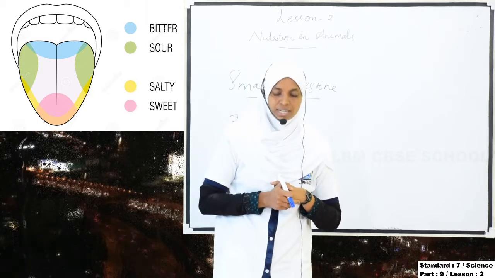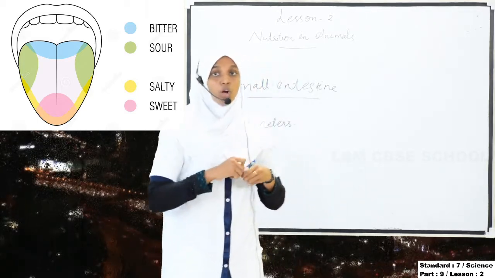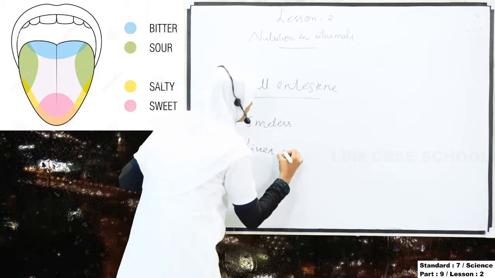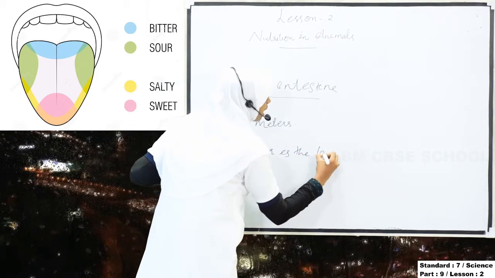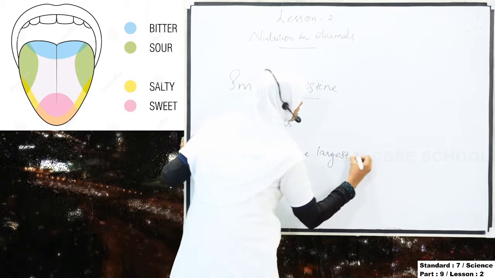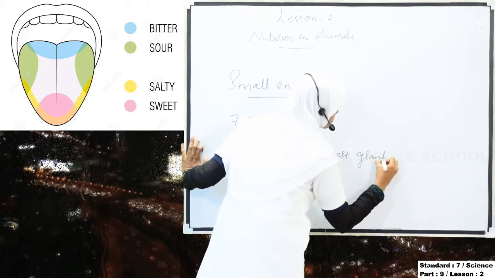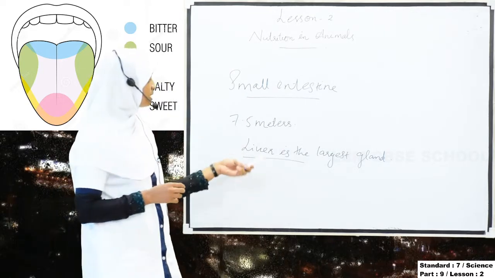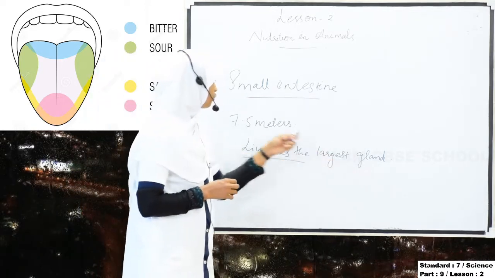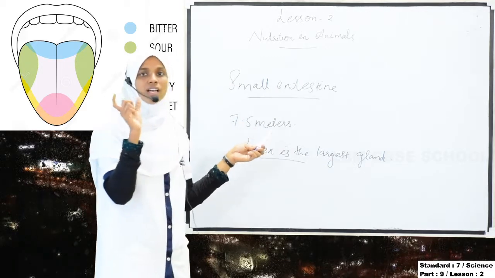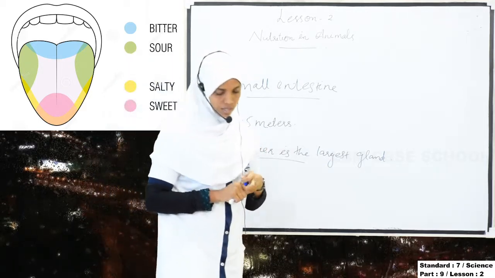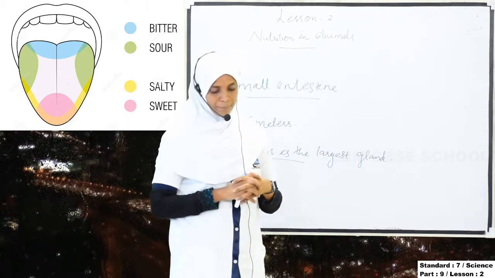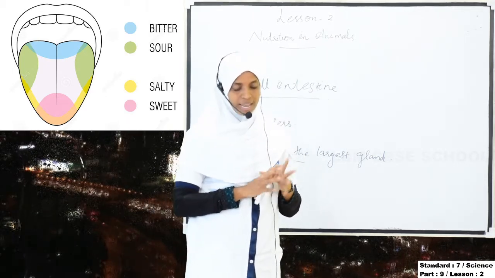It's the largest gland in the body. The liver is the largest, so don't forget that point. Liver is the largest gland in the body. Don't forget, because it is very important. The liver is the largest gland of the body, and the small intestine is 7.5 meters long. The liver is a reddish brown gland situated in the upper part of the abdomen on the right side. It is the largest gland in the body.